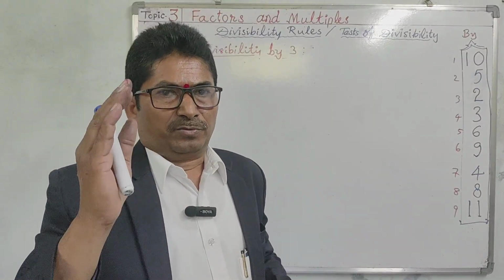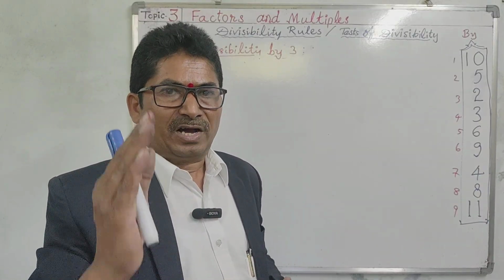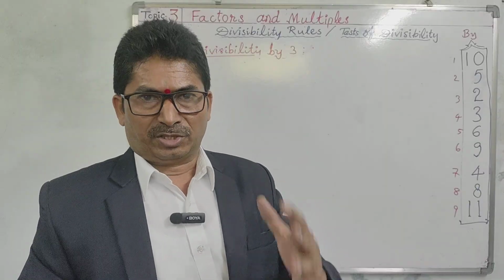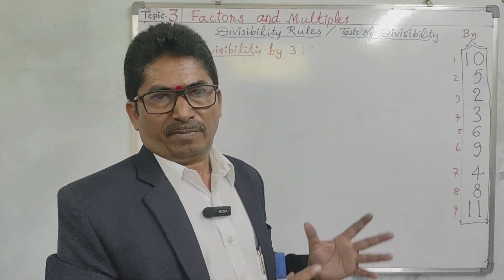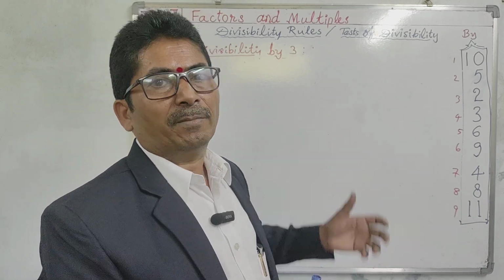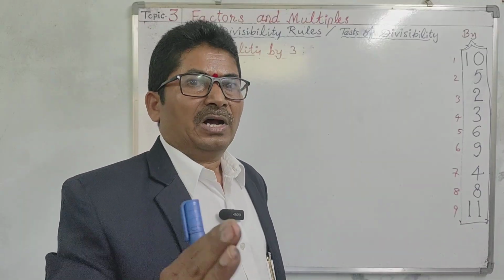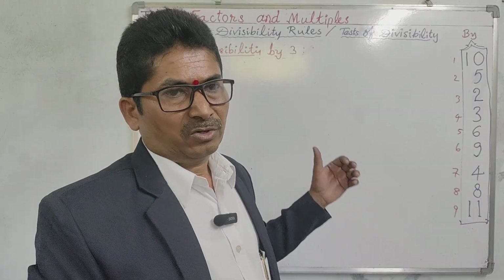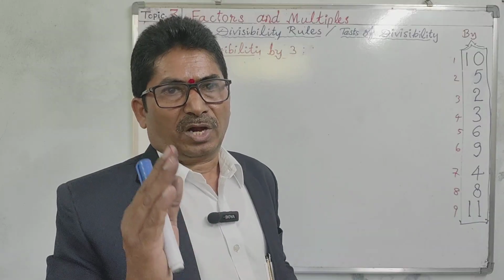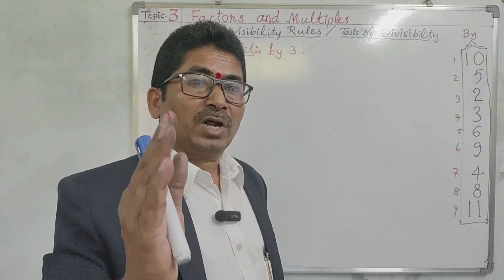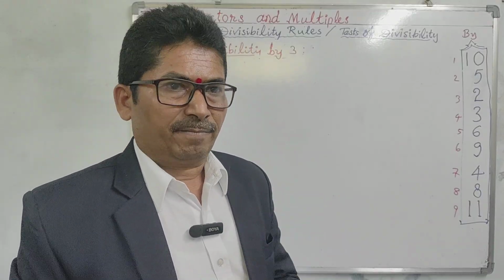The divisibility rule of 3. What is the divisibility rule of 3? We have understood. If the sum of all the digits of a number is exactly divisible by 3, then the number is exactly divisible by 3. Sometimes it will be difficult to check whether the sum is divisible by 3 or not. So that's why here we have another rule to check 3. What is the other divisibility rule of 3? If the digital root of a number is 3 or 6 or 9, then the number is exactly divisible by 3.